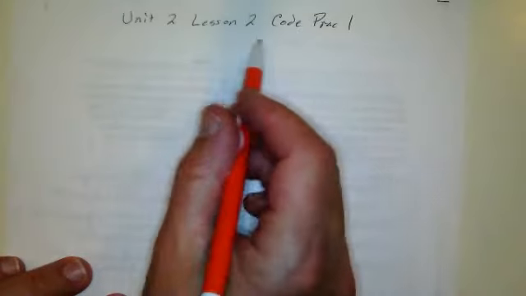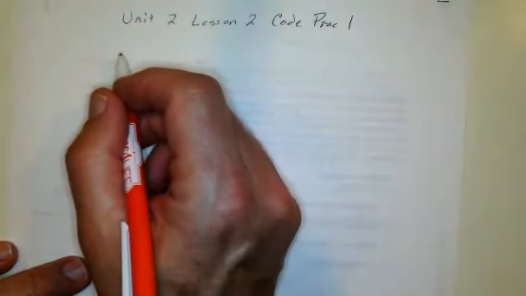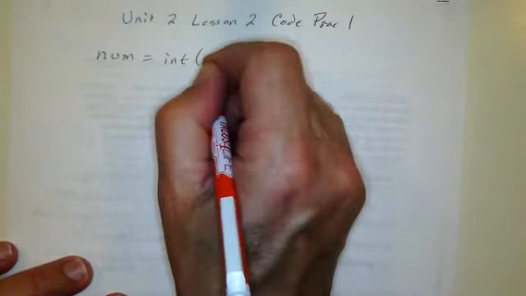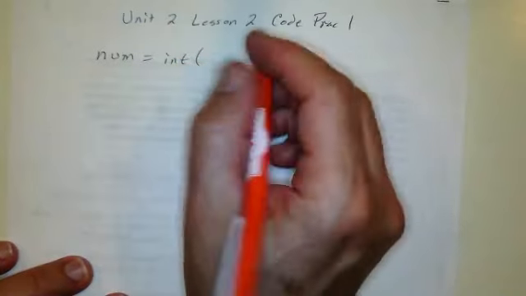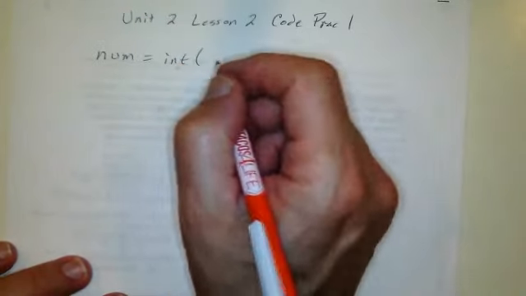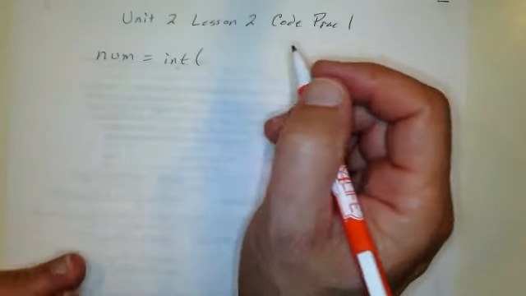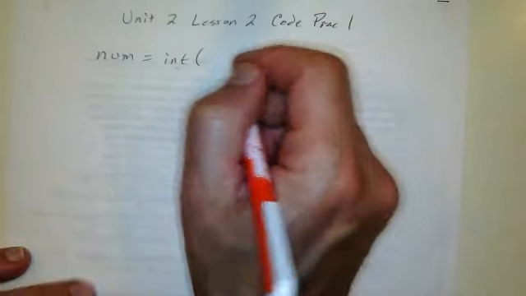Okay, for Unit 2, Lesson 2, Code Practice 1. What they're asking is for you to have a number inputted, and then from that input, you're going to print the previous three numbers. So I've got a variable, and I'm just going to use the variable num, N-U-M. We do that quite a bit. I have int here because this is an integer. It says to do an integer, and then the three previous integers.